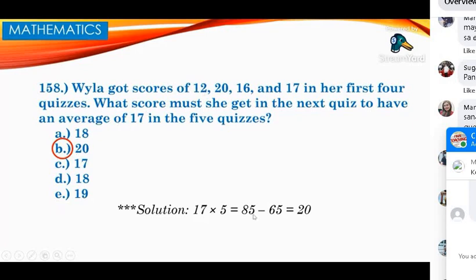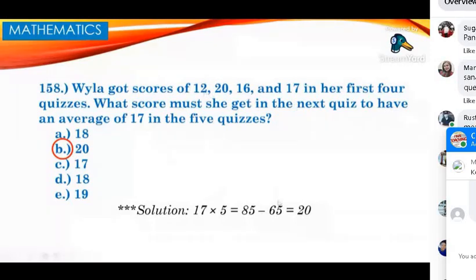Okay, question po, saan po galing si 85? Pwede po pakiulit, okay? That is 17 times 5. Kasi the average dapat of the 5 quizzes is 17. So dapat ang maging total score niya to have the average of 17 is 85. So that is 17 times 5. So 17 times 5 is 85 minus the total 4 quizzes na meron siya, para mahanap yung pang-5. So the total of this is 12 plus 20 plus 16 plus 17. That is 65. So 85 minus 65 is equal to 20.